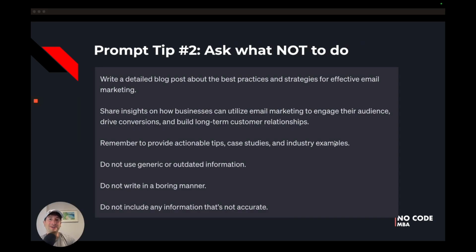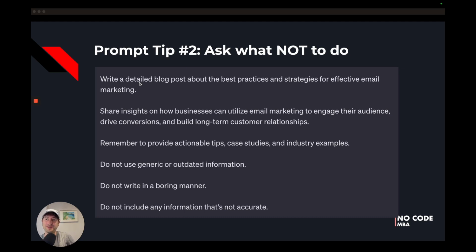Prompt tip number 2 is to ask what not to do. This is a strategy that can be really, really useful. I found it to be really effective in the prompts that I'm writing. So instead of telling ChatGPT what you want it to do, tell it what you do not want it to do.